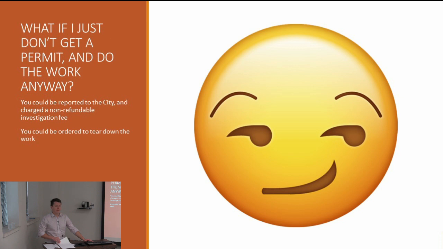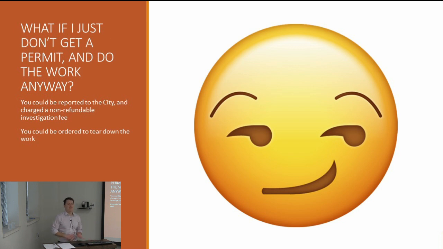Okay, what if I just don't get a building permit and I do the work anyway? Sometimes people like to be sly and just say, well, I got to go through this process, but whatever. I know how to build a shed. I know how to do this. I'll just put it up anyway. If you do that and the city finds out about it, they're going to investigate it. They're going to charge you an investigation fee. They're going to charge you for the permit they're going to need to get. You need to go back through the process. They could even order the property to be torn down for violating city code. You don't have a permit for it. It's an unauthorized structure. So it's very dangerous to get into that area.